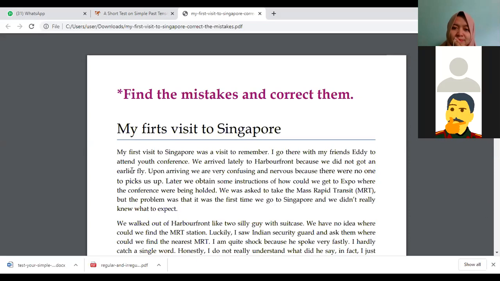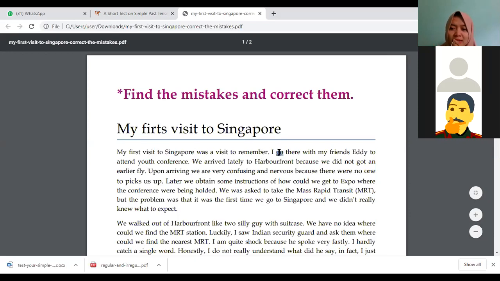Guys, in the first sentence, my first visit is... I go there. It should be I went there, not I go there. Yes, I went there, because this one is past. To attend a youth conference. Yeah, good job for Satria.